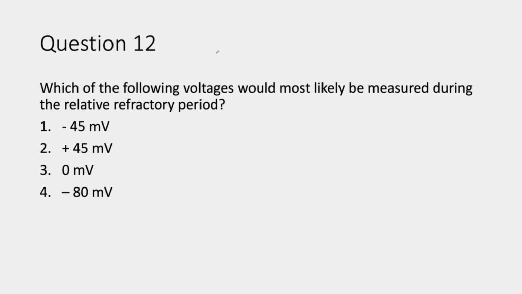Question 12. We have a series of voltages as the different options. Which of the following voltages would most likely be measured during the relative refractory period? As I explained before, the relative refractory period corresponds to this period of undershoot. If we remember, the resting membrane potential is negative 70. So we have to look for a value that is below 70, and that is minus 80 millivolts.